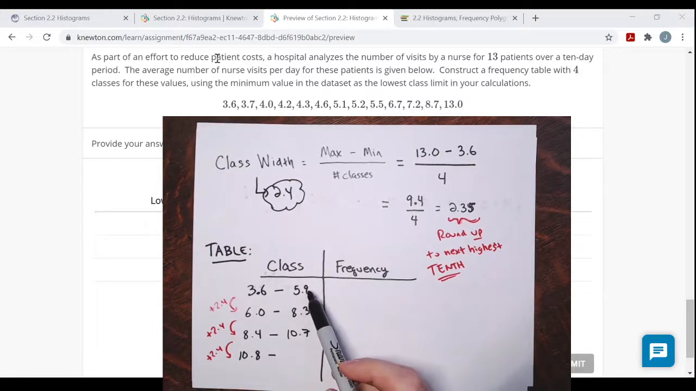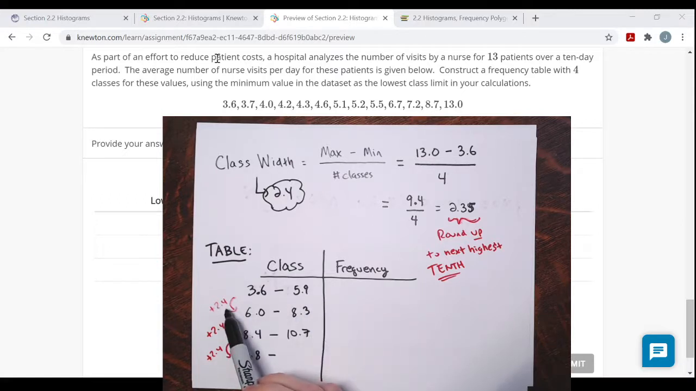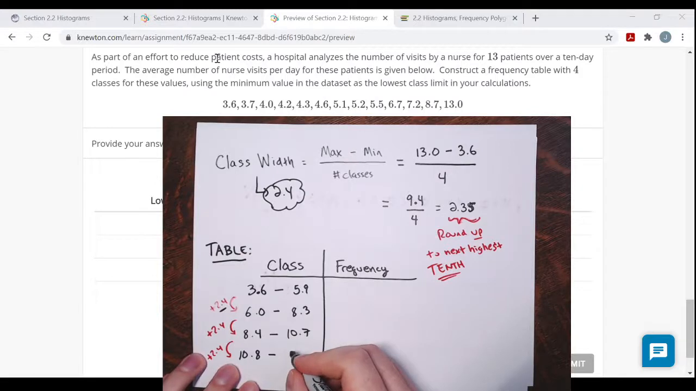Do you see how all these upper class limits are, again, 2.4 apart? 5.9 plus 2.4 is 8.3. 8.3 plus 2.4 is 10.7. So I just keep doing the same thing. Add 2.4, that's 13.1 for the last upper class limit.